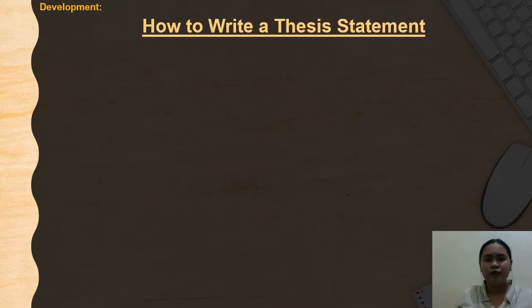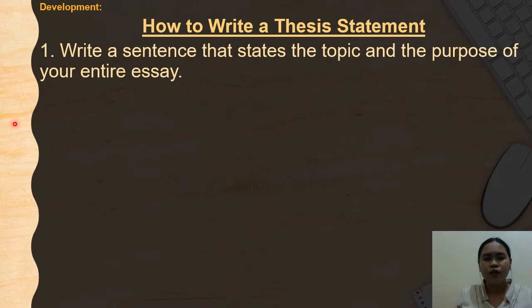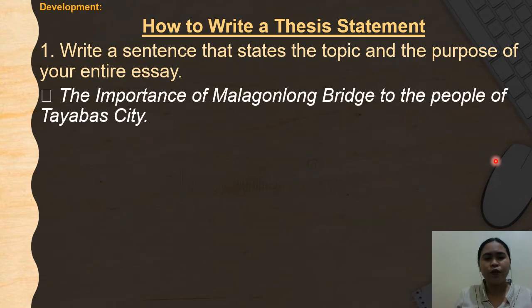Now, kanina, di ba, sa number 2, tinanong natin, kailangan ng thesis statement. So, how are you going to write a thesis statement? The first thing you need to consider is to write a sentence that states the topic and the purpose of your entire essay. So, for example, draft lang to ha.